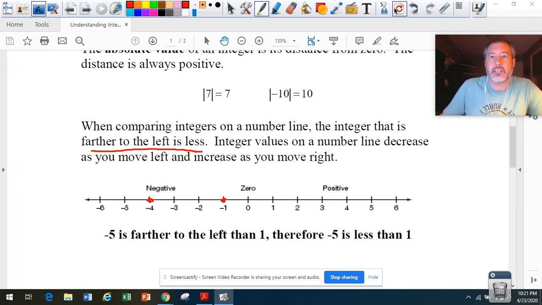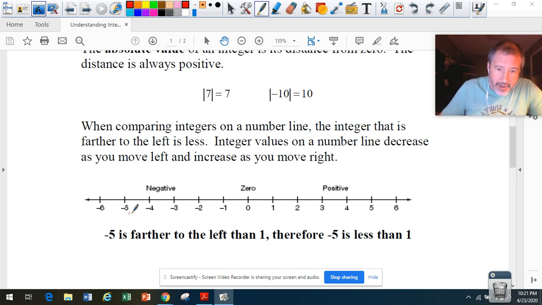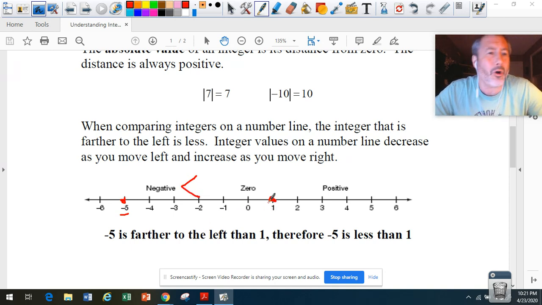Let's look at this example right here. It says negative 5 is further to the left than 1. So if I'm here at negative 5, and I have a point here at 1, we can see to the left we have our negative 5. So negative 5 is further to the left than 1. Therefore, we know that negative 5 is less than positive 1. You just can't say, well, hey, 5 is greater than 1. No, you have to pay attention to that negative sign. That's going to be very, very important, so make sure you do not forget that when going over your homework.